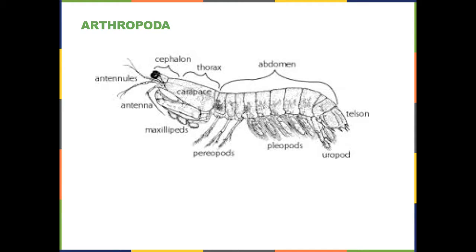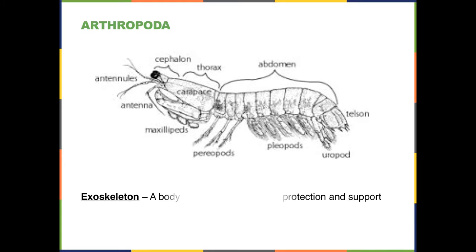Today we're going to talk about a group of organisms that are called arthropods. Arthropods have several characteristics that separate them from other organisms, and we will review those first in these first few slides.